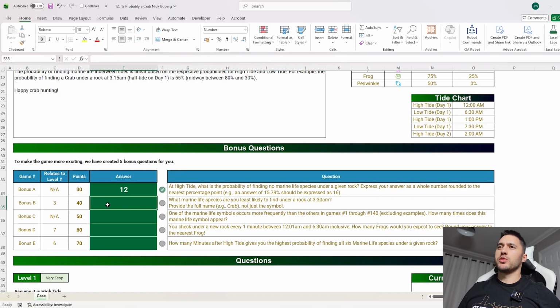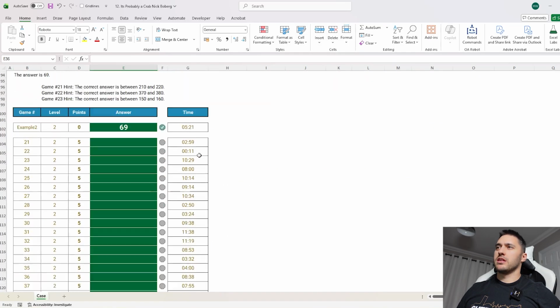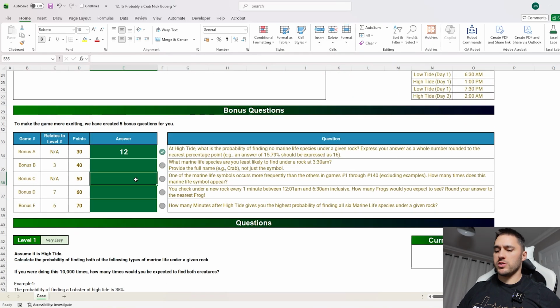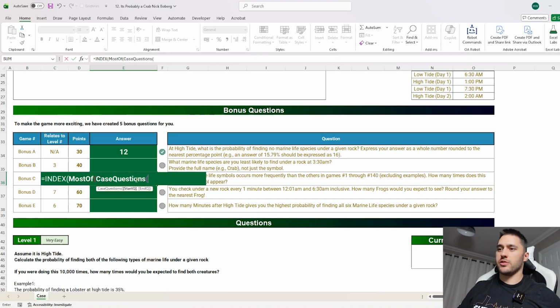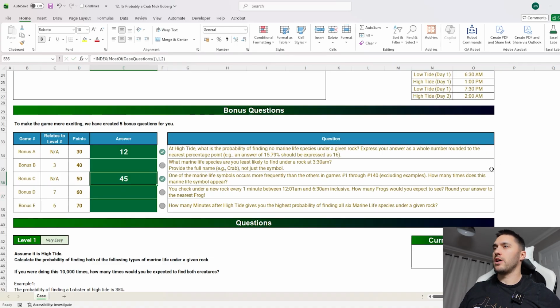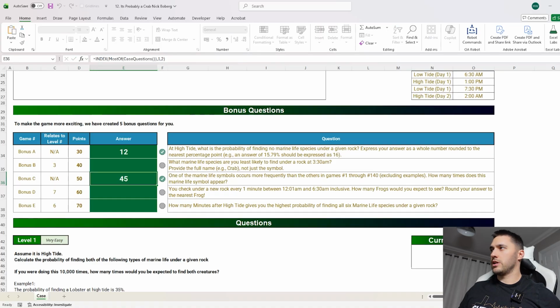I'll come back to bonus 2, but I'll do bonus 3. Which symbol occurs most frequently in the questions? This is a common kind of bonus that comes up, so I can say index most of case questions. So case questions just pulls all the data from the questions. Most of gives me a frequency table, and then I can index 1, 2 to find the amount 45.